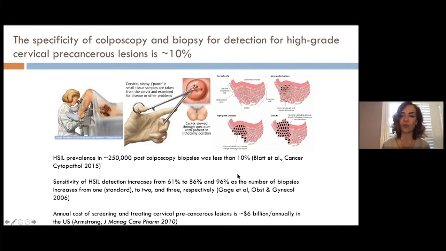At the same time, we know that our sensitivity of detecting a lesion goes up from 60% to nearly 100% as we go from 1 to 2 to 3 biopsies. The standard of care for these cervical precancer patients is actually to take a single biopsy. One of the reasons for that, at least, is that these biopsies are taken under no anesthesia. Women are tough. We're supposed to deal with pain, apparently. So bring it on. That's the standard of care.